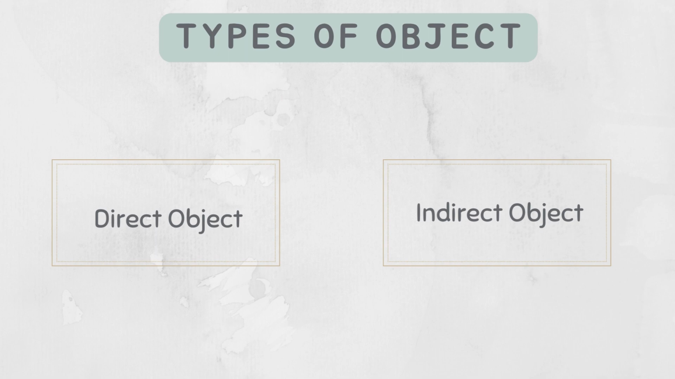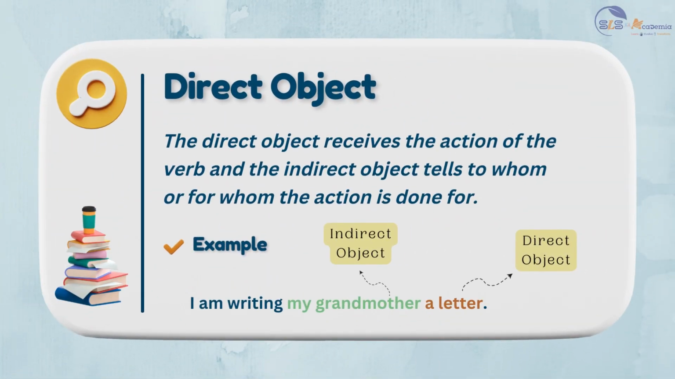In truth, there are two types of objects, direct object and indirect object. The direct object receives the action of the verb, and the indirect object tells us to whom or for whom the action is done. For example, in the sentence, I am writing my grandmother a letter, a letter is the direct object, since it is directly receiving the action verb writing. And my grandmother is the indirect object, since it tells us for whom the action is done.